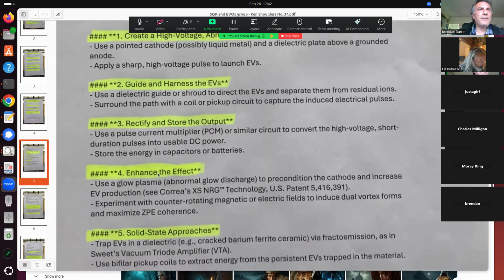4. Enhance the effect. Use a glow plasma, abnormal glow discharge, to precondition the cathode and increase EV production. See Korea's XSNRG technology, US patent, blah, blah, blah. I have to find that one. Experiment with counter-rotating magnetic or electric fields to induce dual vortex forms and maximize zero-point energy coherence.